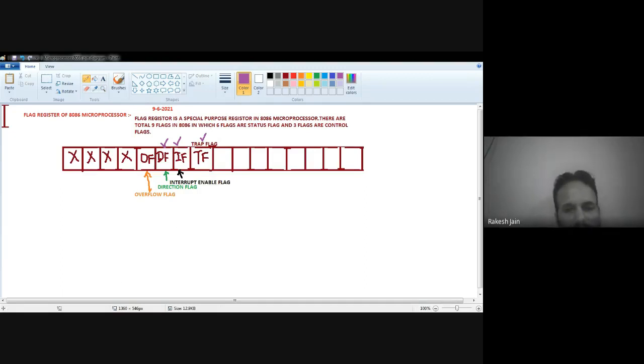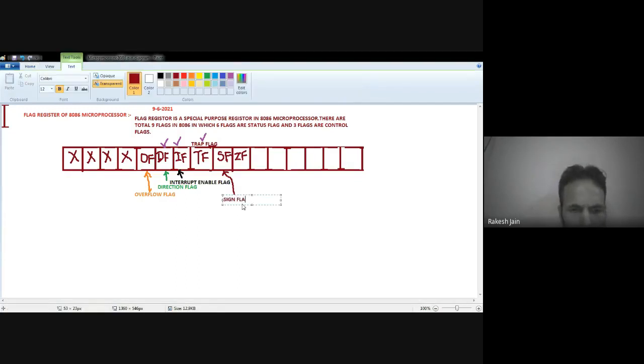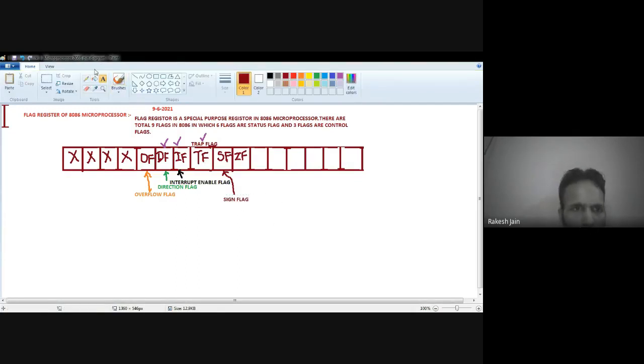Now the remaining flags are your status flags. They are the sign flag, zero flag, and the overflow flag already done. This is your sign flag, which I denote by S. Then the zero flag, which is denoted by Z. I write the names of those flags here. This is your sign flag, and this is your zero flag.